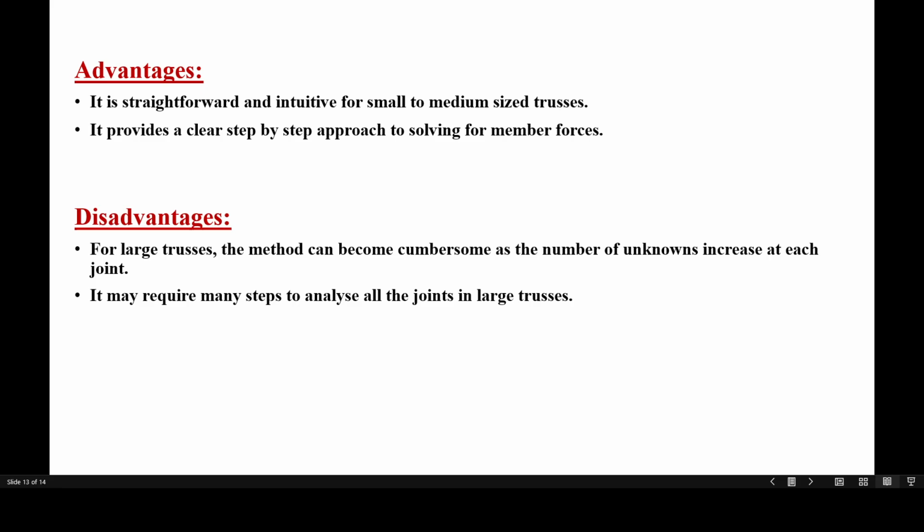The advantages of the method of joints are that it is straightforward and intuitive for small to medium-sized trusses. It can provide a step-by-step approach for solving for member forces, and it will also help the engineer to know whether the force is in compression or tension and evaluate the diagram. And the disadvantages are that for large trusses, the method can become cumbersome as the number of unknowns increases at each joint, and it may also require many steps to analyze all the joints in large trusses.